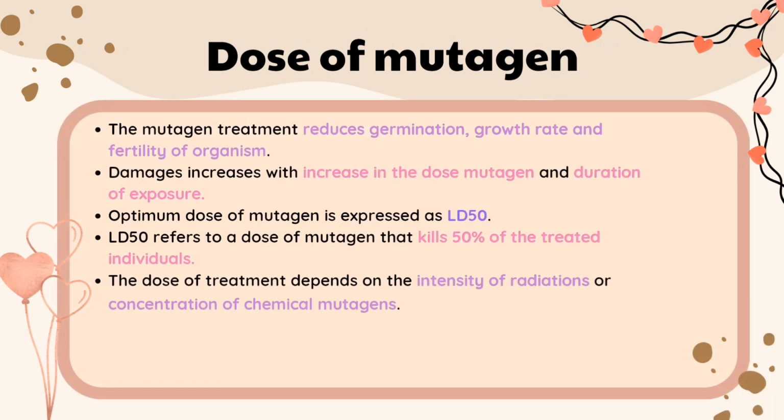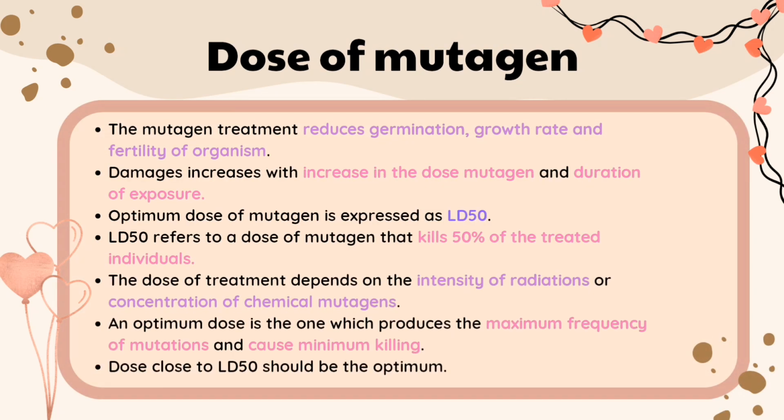Now that we have established the groundwork, it's time to explore a key aspect that sheds light on the dose of mutagen and its impact on mutation breeding by chemical method. The mutation treatment reduces germination, growth rate, and fertility of the organism. Damage increases with increase in the dose of mutagen and duration of exposure. Optimum dose of mutagen is expressed as LD50. LD50 refers to a dose of mutagen that kills 50% of the treated individuals.